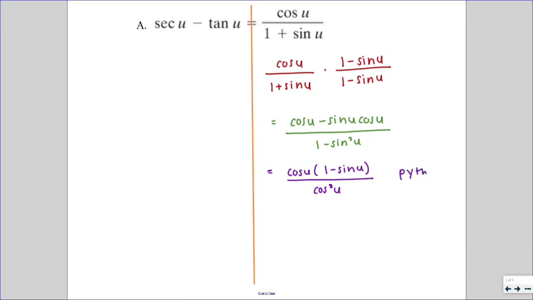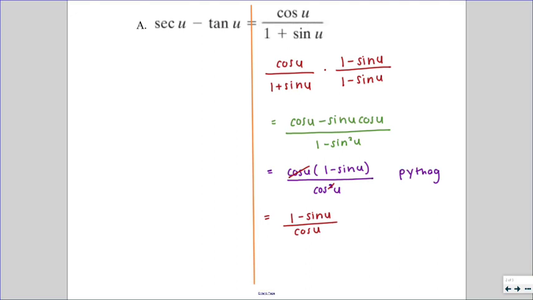So this is actually the first identity we've used. Everything else has just been math. We don't have to write anything else. We just want the names of the properties being used. From here, we can see the cosine on the top is going to cancel with one of the cosines on the bottom. And I have 1 minus sine u on the top over cosine u on the bottom.